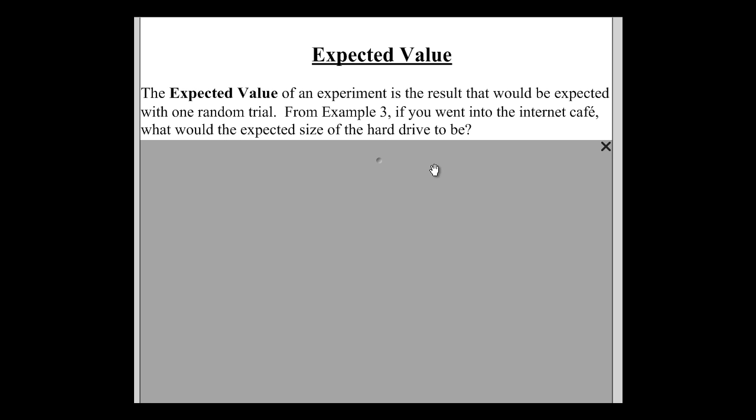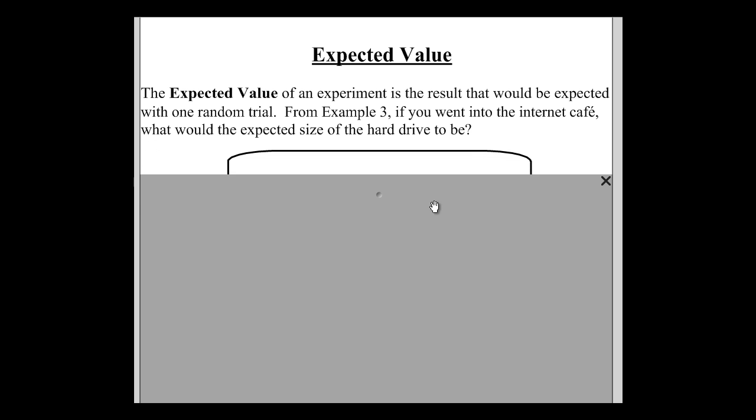So if you go back to example 3 with the hard drives in the internet cafe, and there's 25 of them, different size of memory in gigabytes. What would you expect the size hard drive you'd receive if you'd come into this cafe? Which one do you think you'd get? What's the most expected one? Sort of a way to calculate this.